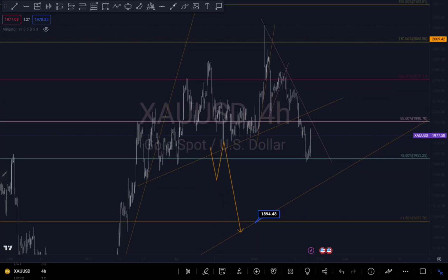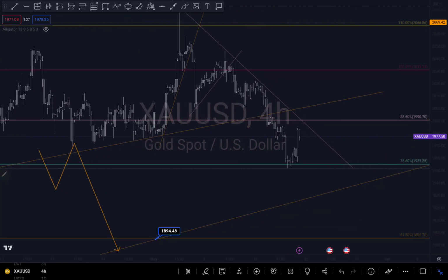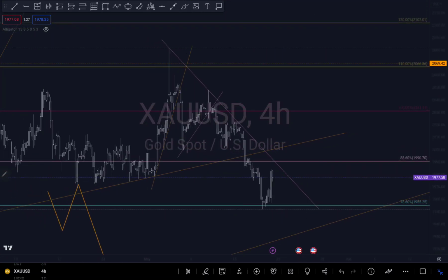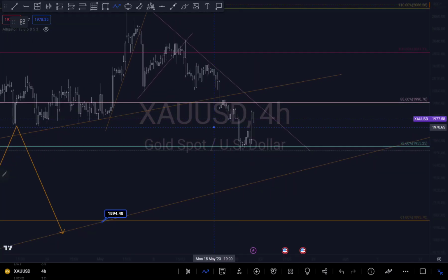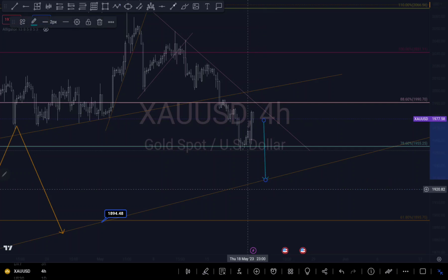But right now, let's see how it goes. As long as it doesn't break this trend line, we are still on a downtrend, so let's see how that plays out. I'm just seeing a little bit of a push to the downside around this level first. So let's see how that plays out first, and we will know what's next on gold.